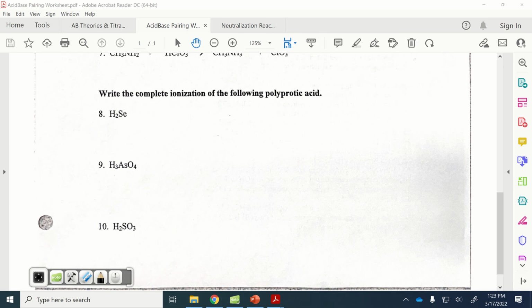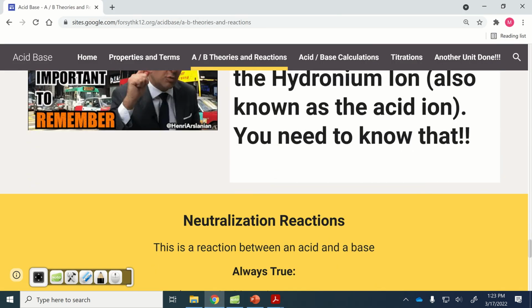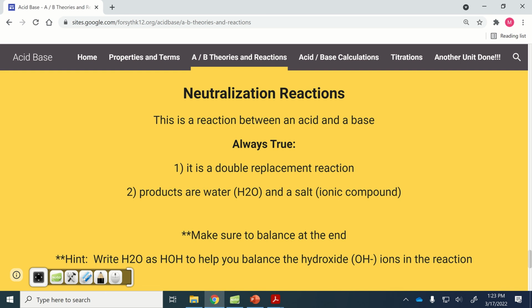Going back, the last thing to look at is neutralization reactions. A neutralization reaction is always a reaction between an acid and a base. There are two things always true about neutralization reactions. One, an acid-base reaction will always be a double replacement reaction. I think we're pretty good with those double replacement reactions.